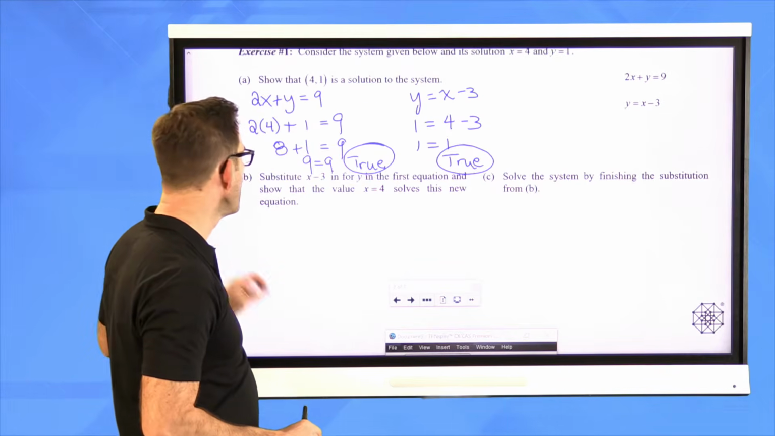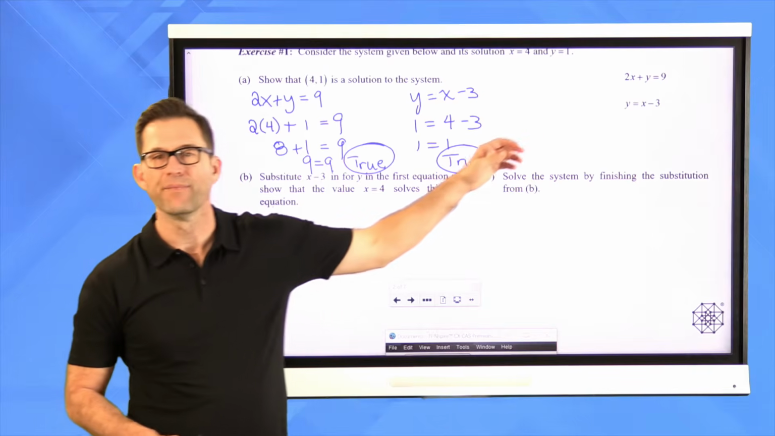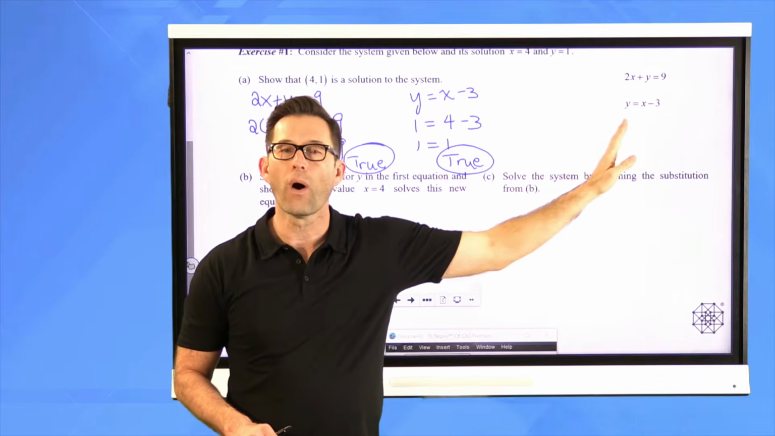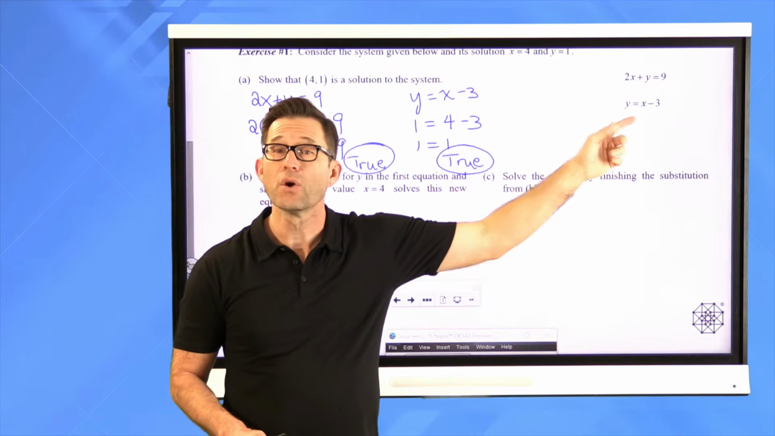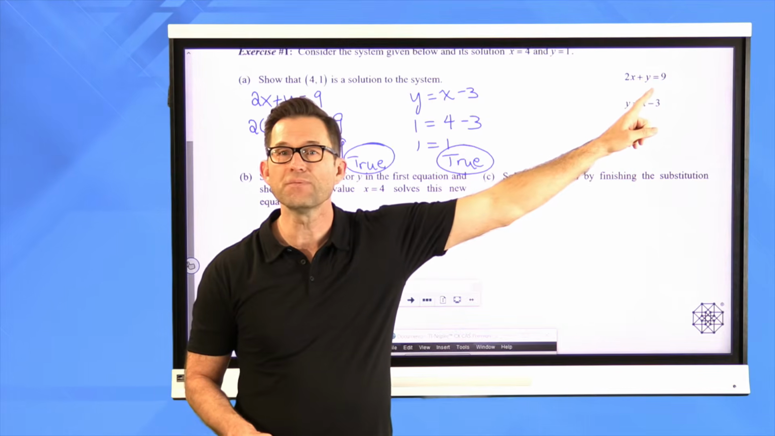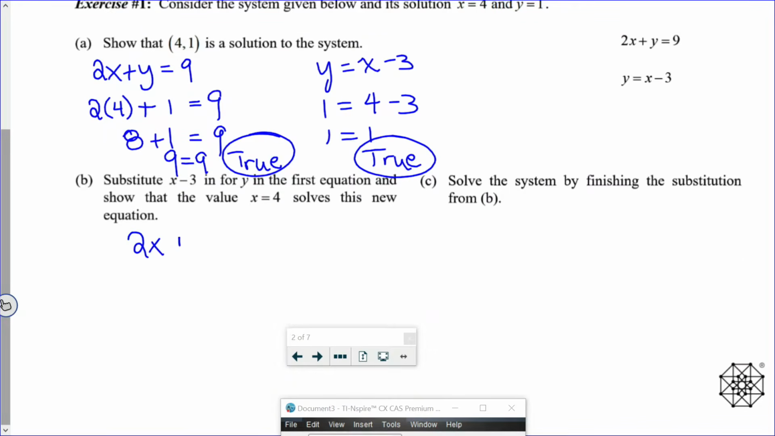All right, now let's take a look at letter B. Substitute x minus 3 in for y in the first equation and show that the value x equals 4 solves this new equation. All right, in other words, right, let's take a look at this system. In one equation, we've got 2x plus y is equal to 9, and the other equation is y equals x minus 3. Now, equality is extremely important, right? So because y is equal to x minus 3, I'm going to take that x minus 3 and I'm going to substitute it for the y up there in that equation. All right, so I've got 2x plus x minus 3 is equal to 9.